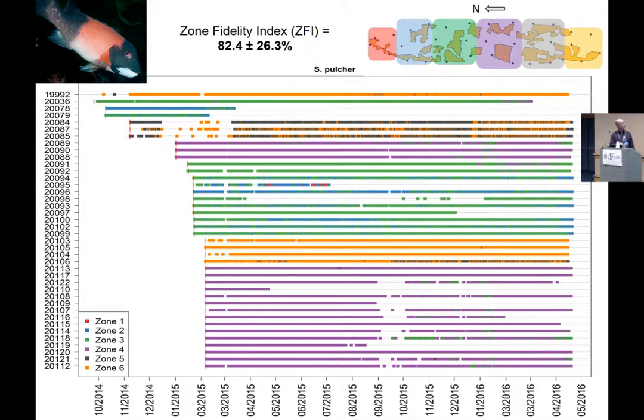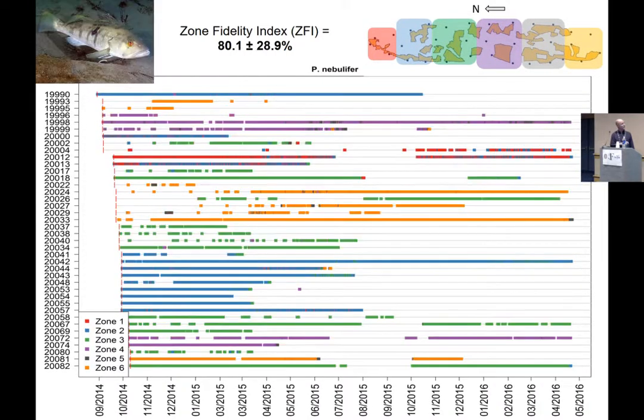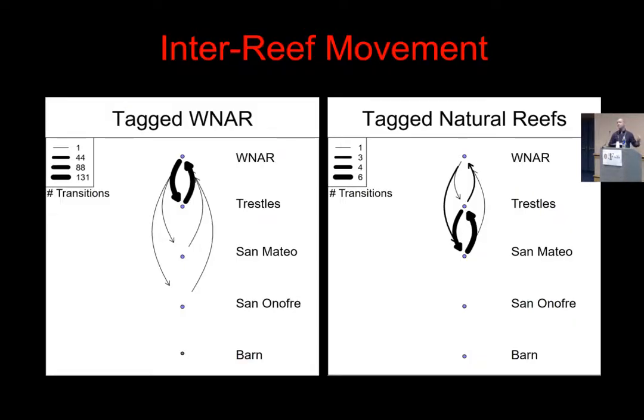So using a network analysis, the thicker the bar means the more transitions that occurred between individuals for those tagged on Wheeler Artificial Reef and those moving to Trestles, which was the next closest. So what we see is the further away you get, very few fish were leaving the artificial reef and going to any of these other natural reef habitats. So the natural reef habitats weren't stealing fish back.